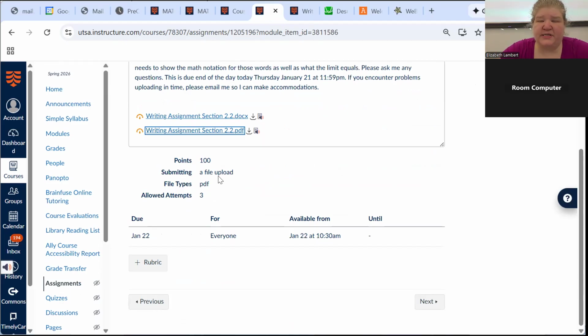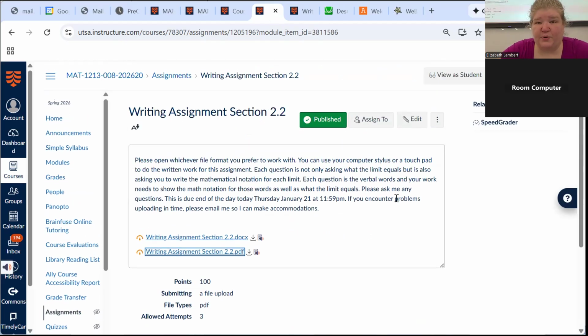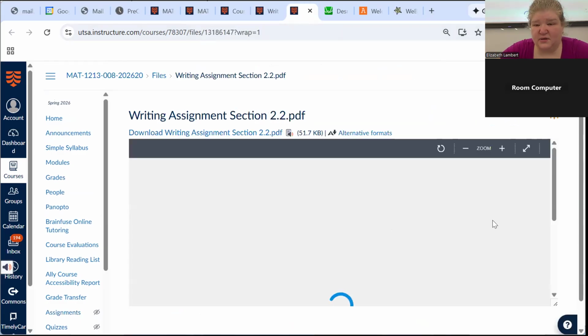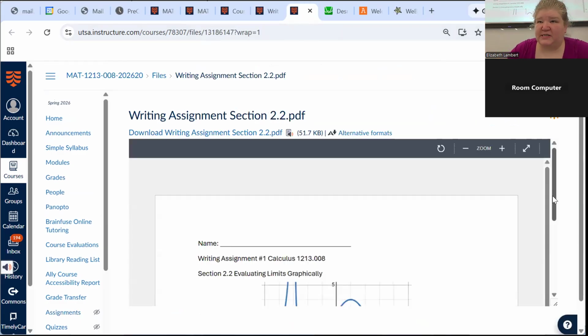The submitting here is going to be a file upload. That's going to be a PDF. You get 3 attempts just in case you screw up the upload once or twice. If you need more than that, email me. I can help you figure it out. The due date, though, is today at 11:59. So at some point today, you don't have to print this. You can write your answers on a piece of paper and just turn in that submission.